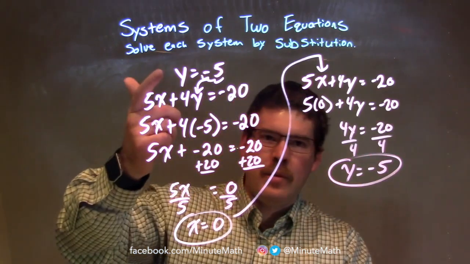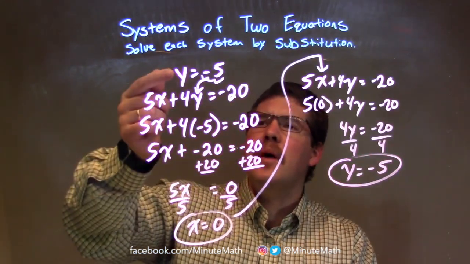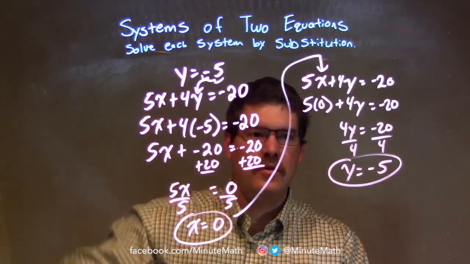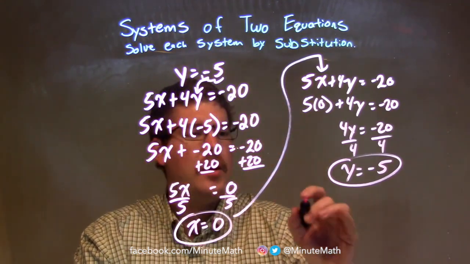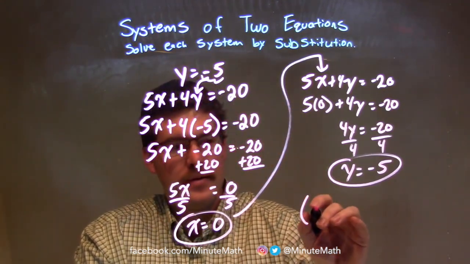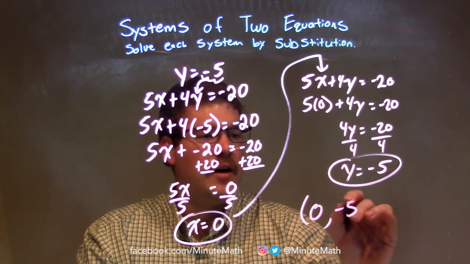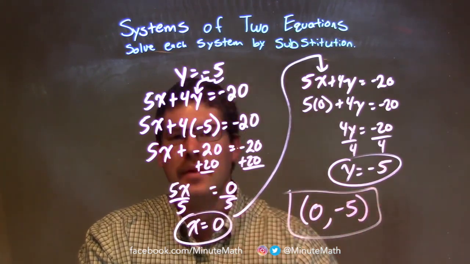So we could have just grabbed it from the beginning, the first equation, like I said. But it's all good if you need to substitute it back in to be double sure. So we can write this as a coordinate point, (0, -5), and that would be our final answer.